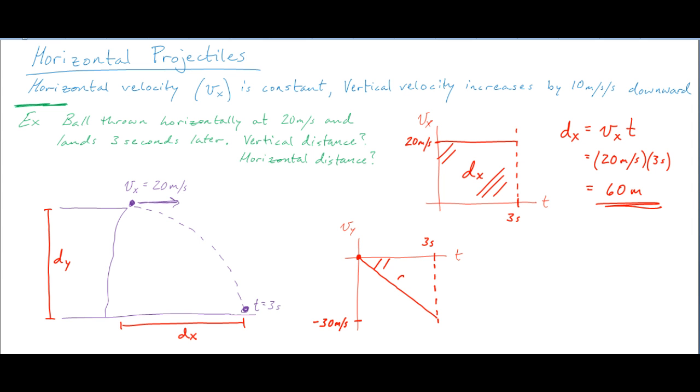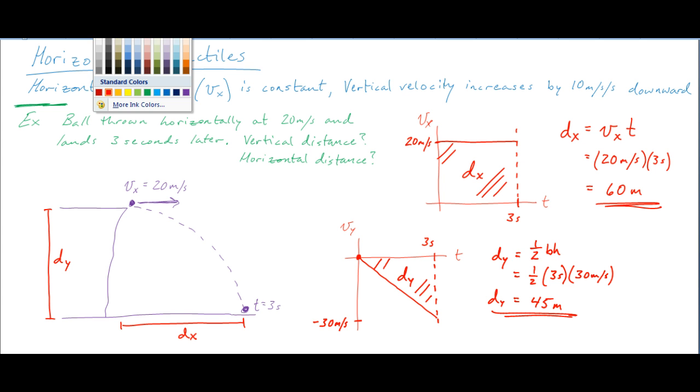So the area of this graph is going to tell me my vertical distance, dy. So dy in this case is the area of that triangle, which is 1/2 base times height. The base being the 3 seconds. The height being the final speed, which is 30 meters per second. So 3 times 30 is 90 divided by 2. Gives me 45 meters. That's how far down the projectile falls.